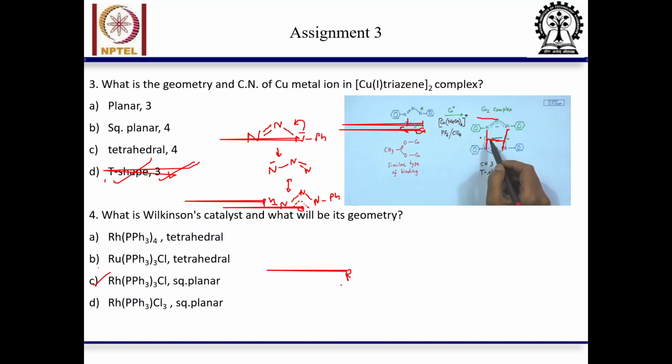You have rhodium, you have PPh3, you have again PPh3, and the other also you have PPh3. This is Cl. I will just write one second here. You have rhodium, PPh3, PPh3, so you have PPh3 and Cl.